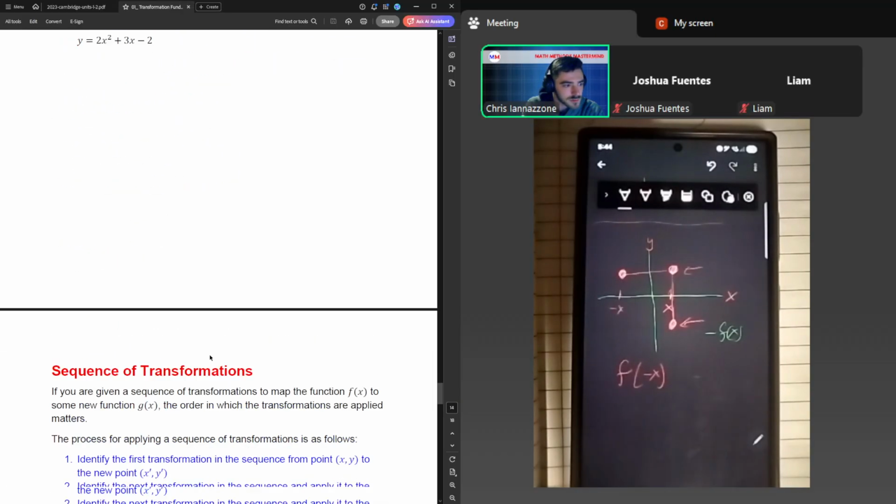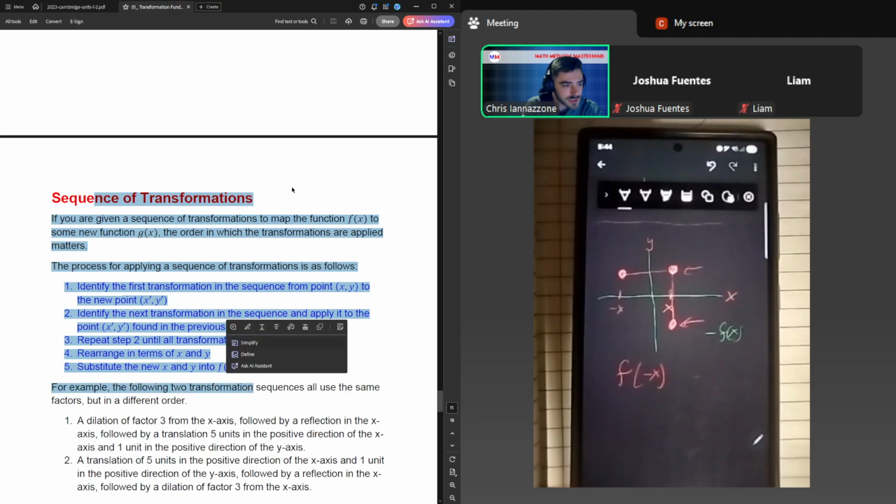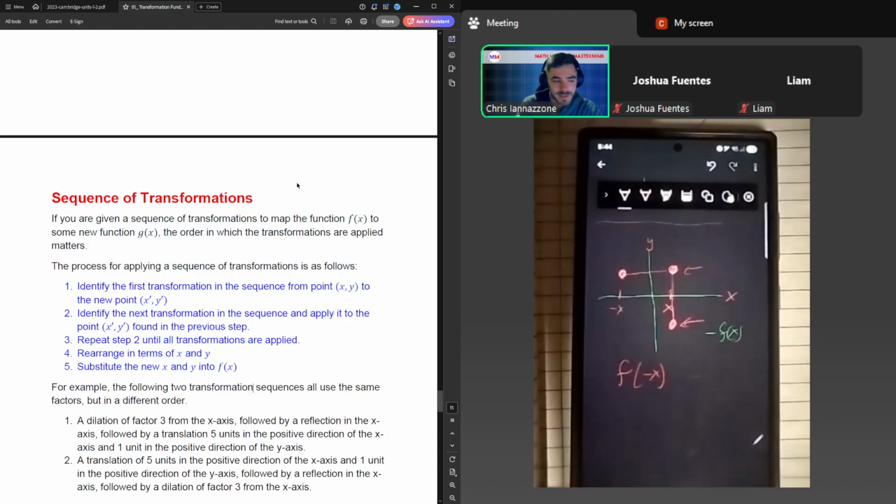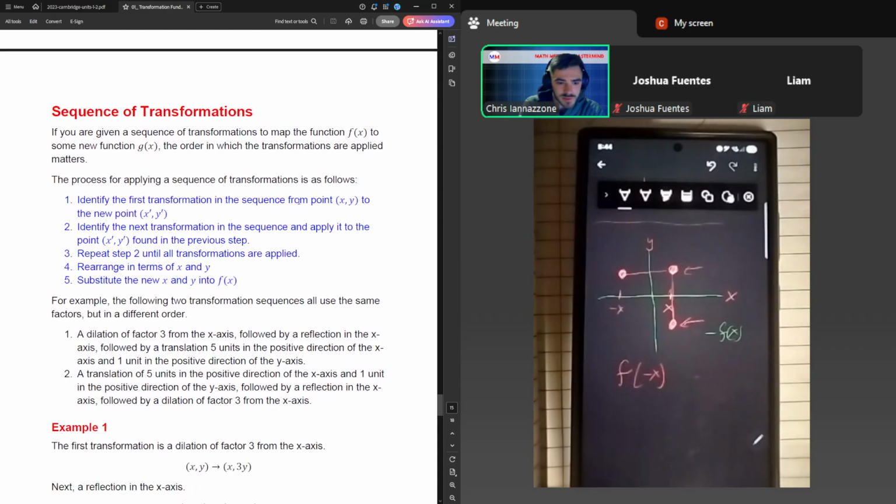That's it for fundamentals. We'll look at how to apply them in a sequence of transformations, which is when you have to do multiple back-to-back. Any questions until then?